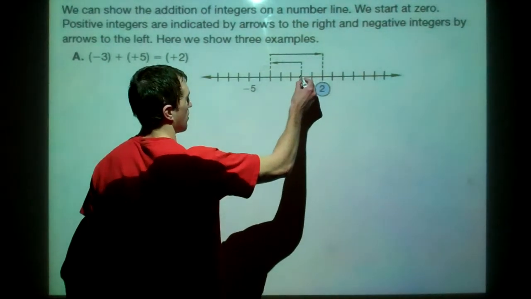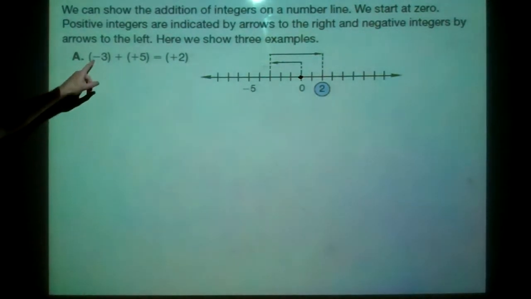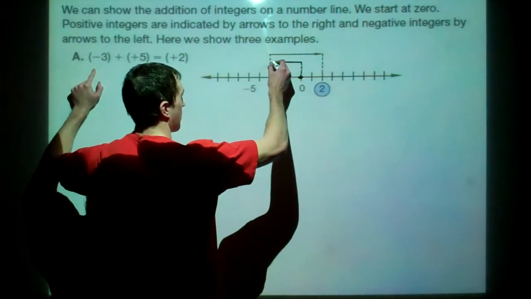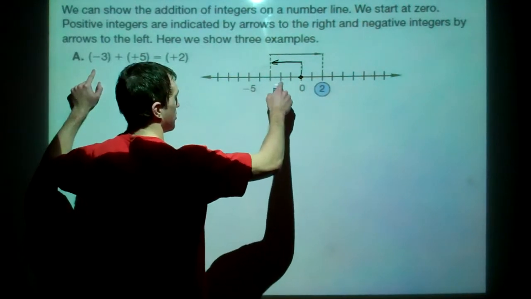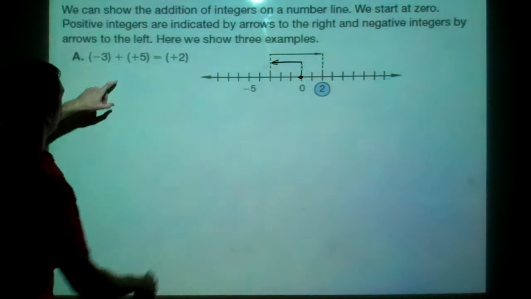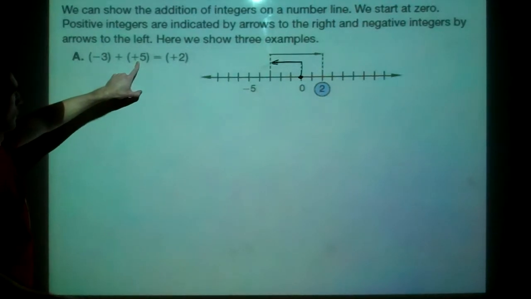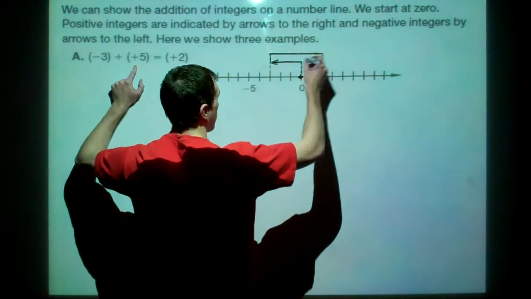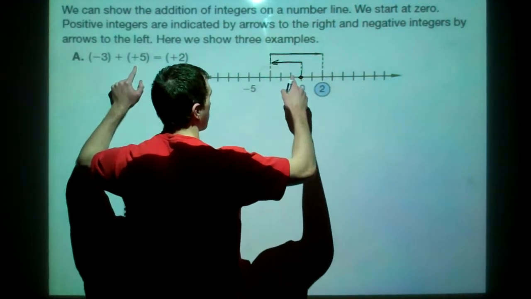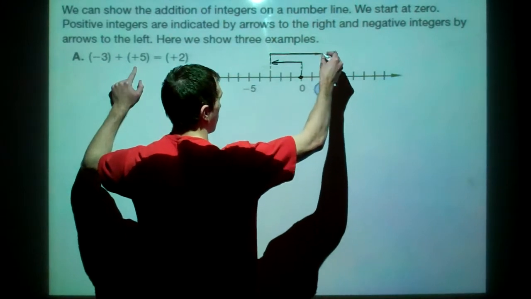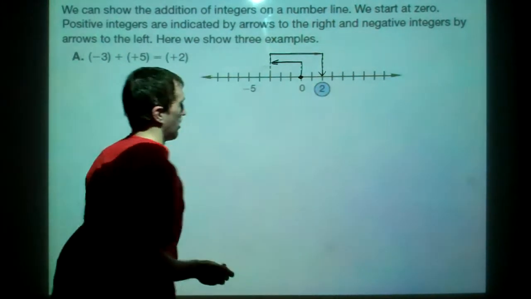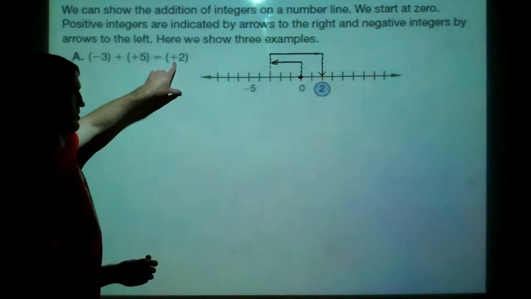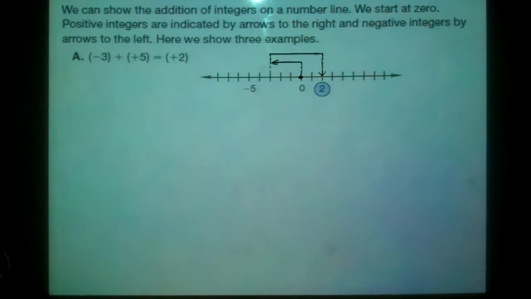So from 0, this problem tells us to go -3, or to the left 3. So that's what they did here. They went 1, 2, 3 to the left. And from there, we're going to go +5. We're going to add on +5. So here would be 1, 2, 3, 4, 5. And that leaves us at 2. So -3 plus +5 gives us a +2. Okay?